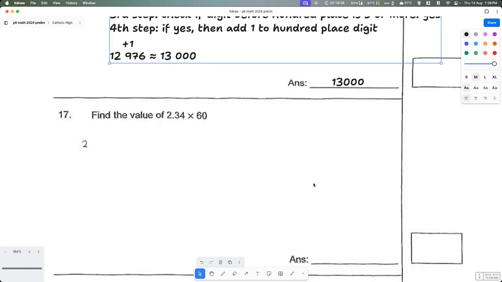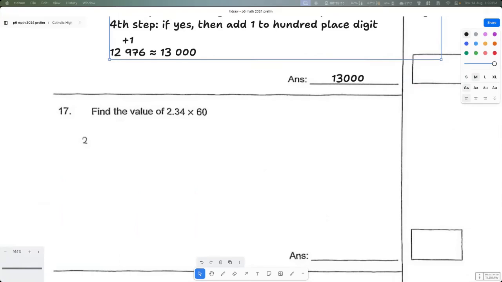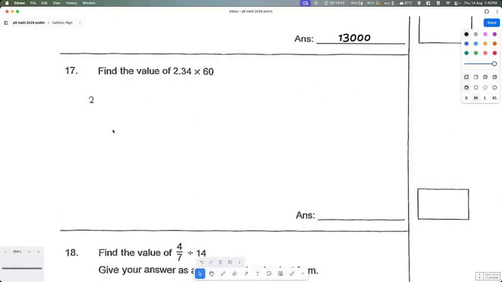Let's move on to question 17. Find the value of 2.34 times 60. Usually I would just break it down: 2.34 times 6 times 10. So over here you put 2.34 and multiply this by 6. Then we can just calculate it.